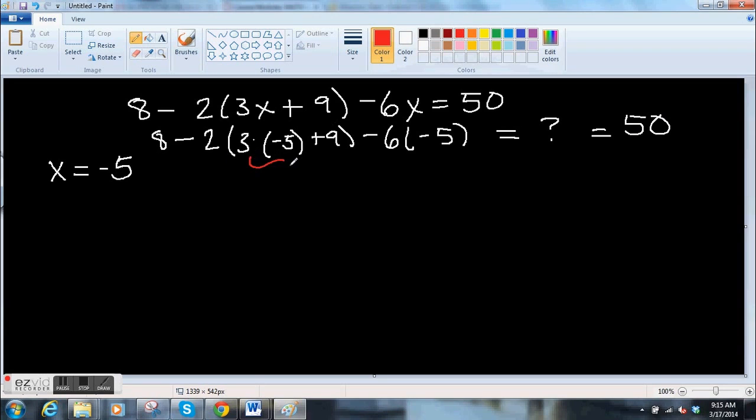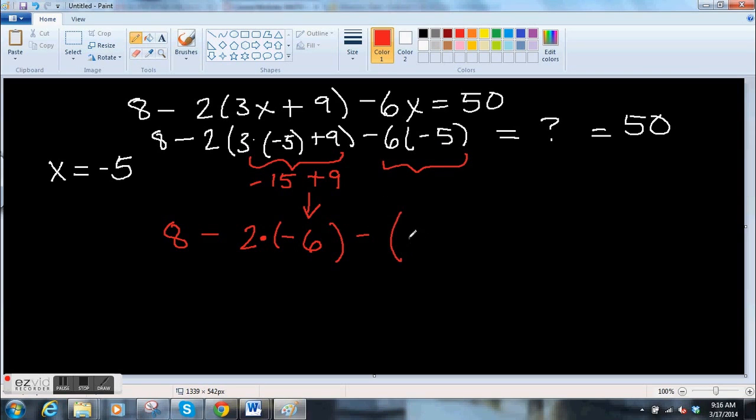Okay, so this piece is kind of a mess. This is negative 15 plus 9, which goes to negative 6. So we have 8 minus 2 times negative 6. So 8 minus 2 is there, times negative 6, minus this piece right here. 6 times negative 5 is negative 30.